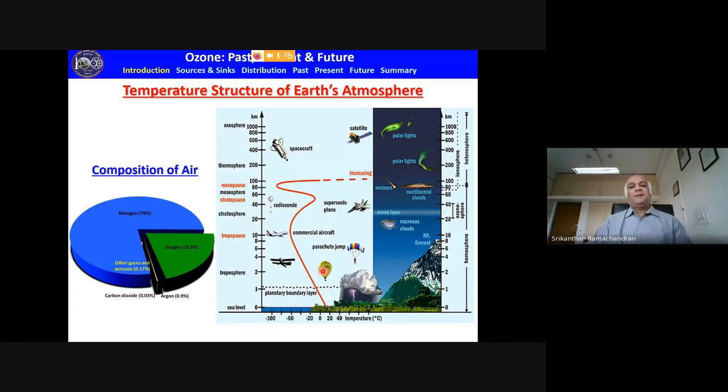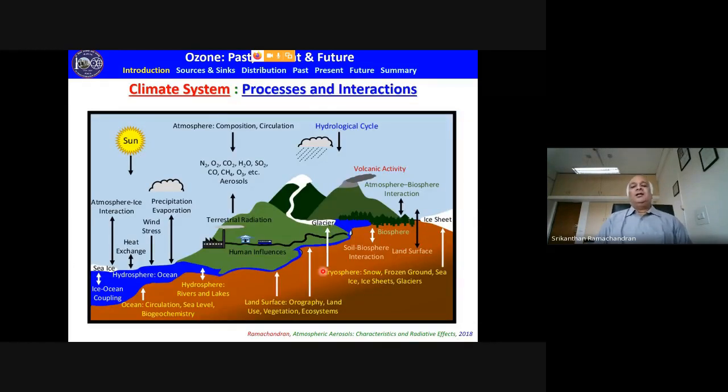So with this introduction on the temperature structure and the composition of air, let us also try to understand why it plays an important role in the climate. The climate is itself a complex system which involves land, oceans, the cryosphere, the atmosphere, and the snow and ice present in the oceans, etc.